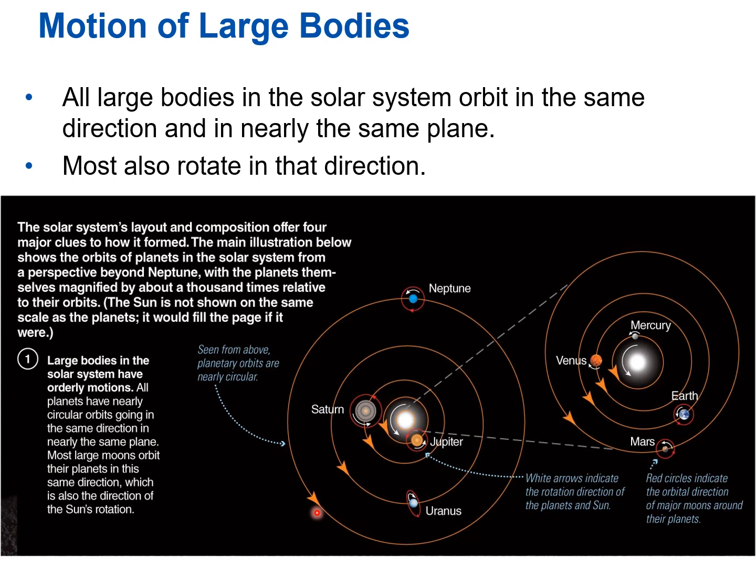Also, most large moons orbit their planets in the same direction, which is also the direction of the sun's rotation. And in the last video, I showed you a notable exception, which is Neptune's moon Triton, which orbits backwards.